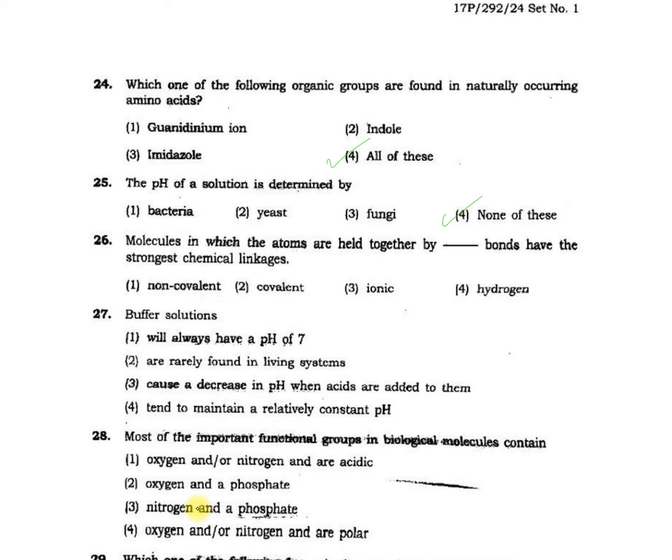Question number 26. Molecules in which the atoms are held together by dash bonds have the strongest chemical linkages. 1. Non-covalent, 2. Covalent, 3. Ionic, and 4th is the hydrogen. So out of this, the option number 2, covalent. Covalent are the strongest, followed by ionic, then hydrogen, and then the van der Waals forces in the linkages.